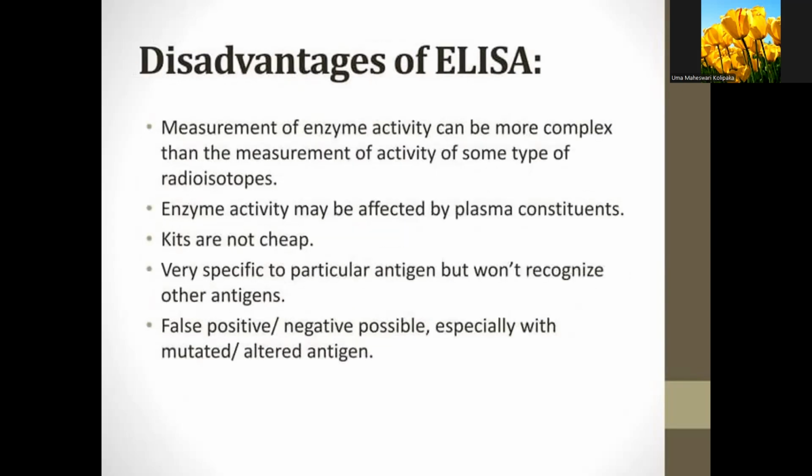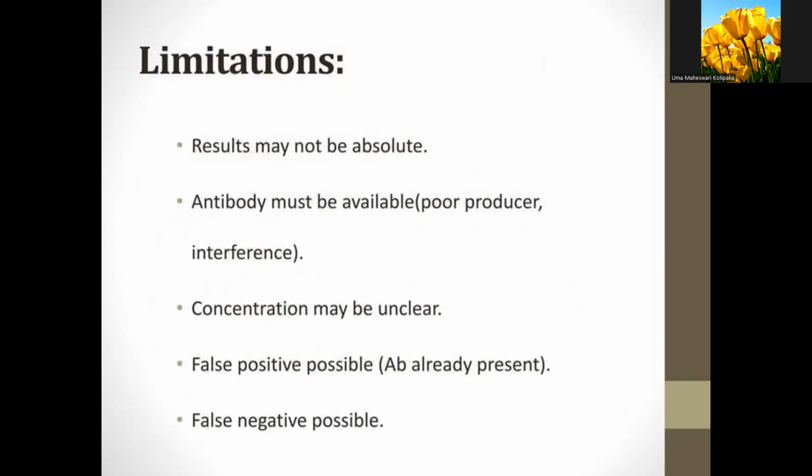Disadvantages of ELISA. Measurement of enzyme activity can be more complex than the measurement of activity of some types of radioisotopes. Enzyme activity may be affected by plasma constituents. Kits are not cheap. They are specific to a particular antigen but won't recognize other antigens. False positive or negative possible, especially with mutated or altered antigens. Limitations are also there. Results may not be absolute. Antibody must be available. Poor producer or interference. Concentration may be unclear. False positive possible. Antibody already present, false negative possible.